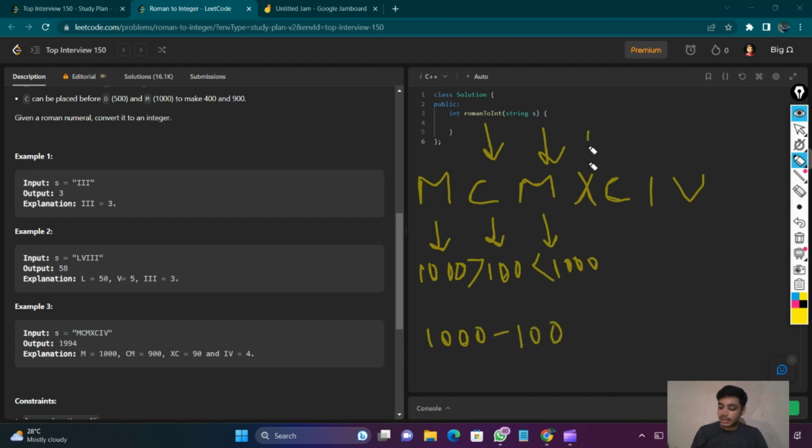Now when you move to the next index, you see that it is 10 and it is in correct order. That means it is less. So what we have to do is add 1000.